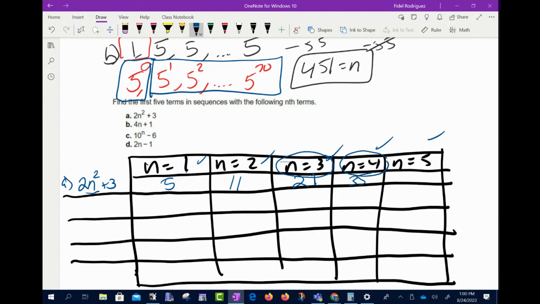5. What is 5 squared? 5 times 5? 25. What's 25 times 2? 50. 50 plus 3? There you go. That's all we're doing for each of these problems, okay?